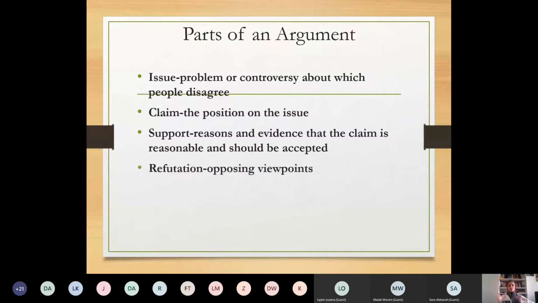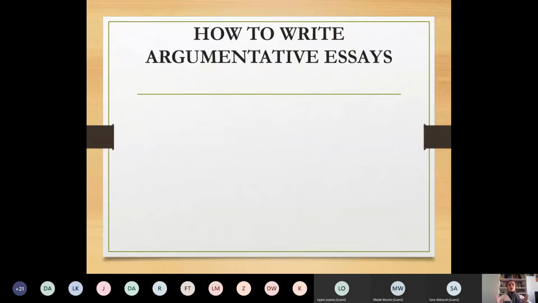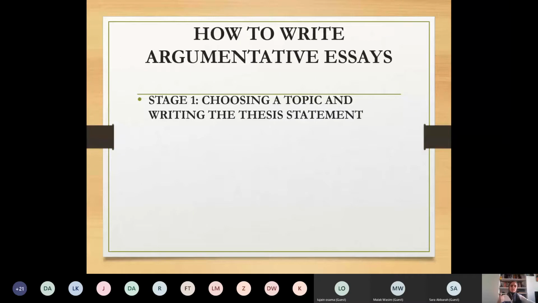After I support it, I start to mention the opposing opinion. What is the other opinion? Now I will explain more, but I'm just giving you an outline. How to write argumentative essays. Number one, choose a topic. Which topic will I talk about? I will talk about the gap between the generations, between the adults and the teenagers. So this is the topic I will talk about.